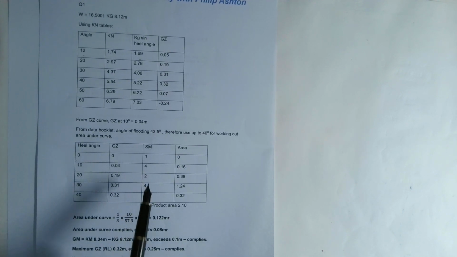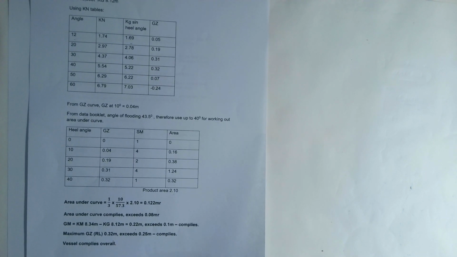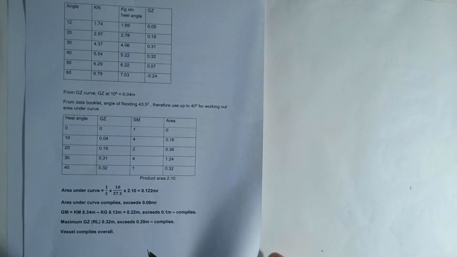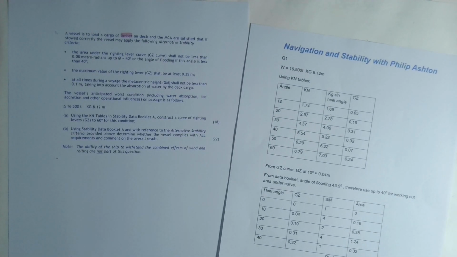And it's the straightforward 1, 4, 2, 4, 1 rule, which gives us our product area, to work out the area under the curve, and we can see that exceeds the minimum of 0.08 told us in the question, therefore it complies. GM 0.22 exceeds, so it complies, and the maximum GZ 0.32 exceeds the 0.25, so this vessel complies overall. So quite a straightforward question, where you're given what you need to check against and draw the curve, work out the values, and that's, I think, quite a straightforward question.